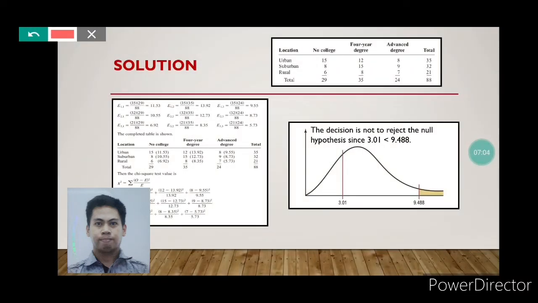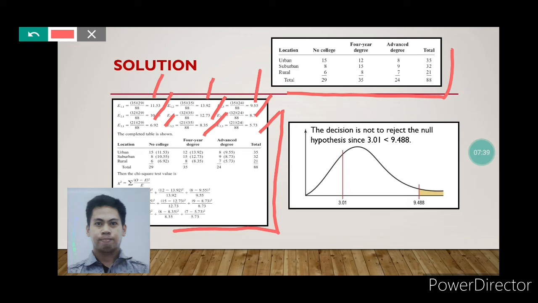And now using the given table of contingency, here is the solution in step 3, wherein the expected values are 11.53, 13.92, 9.55, 10.55, 12.73, 8.73, 6.92, 8.35, and 5.73.